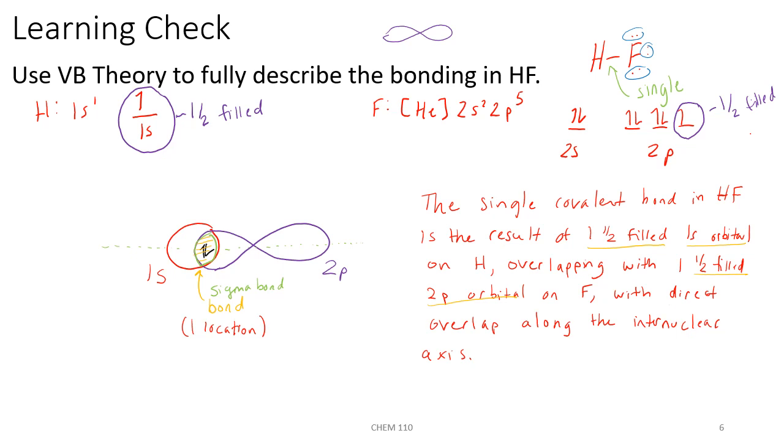We had direct overlap along the internuclear axis, but we also have to state what type of bond was formed. So after we say that we had direct overlap along the internuclear axis, we also have to add to form a sigma bond. So that's the last thing we have to include. What type of bond was formed? We had a sigma bond, which represents a single covalent bond in our molecule.